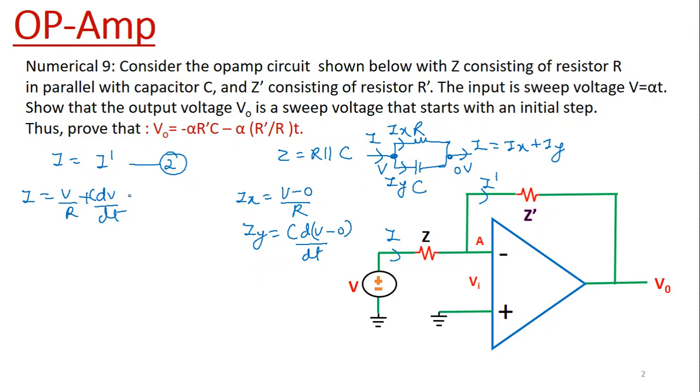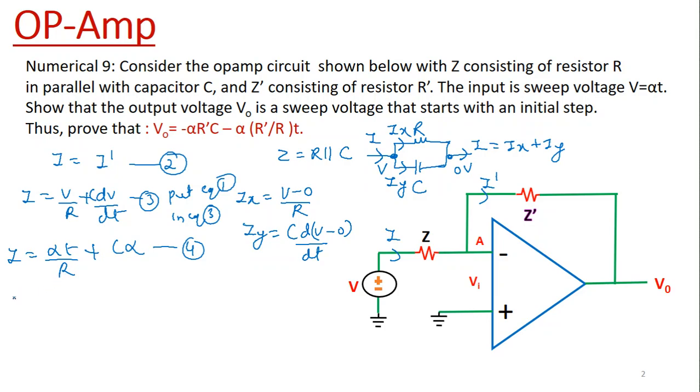This is equation number 3. Now we put voltage V value here. V is equal to alpha T is given. Put equation number 1 in equation number 3. So what we get, I is equal to alpha T divided by R plus C d by dt of alpha T, which is alpha. So C alpha we are going to get. So this is the equation number 4 we are getting.